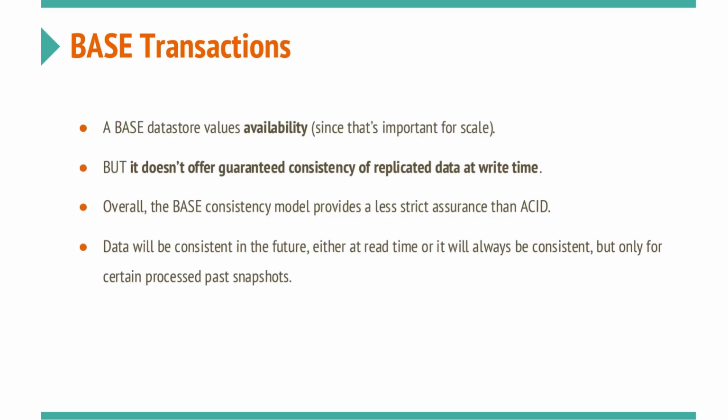So, to summarize the BASE model, a BASE data store values availability above all else because availability is critical for scaling to millions of users. The trade-off is that it does not offer a guarantee of consistency at the moment you write the data. Overall, the BASE model provides a less strict, more flexible set of assurances than ACID. The core promise is that your data will become consistent at some point in the future. This approach allows for much higher performance and fault tolerance in large distributed systems, which is why it's so popular for web-scale applications.